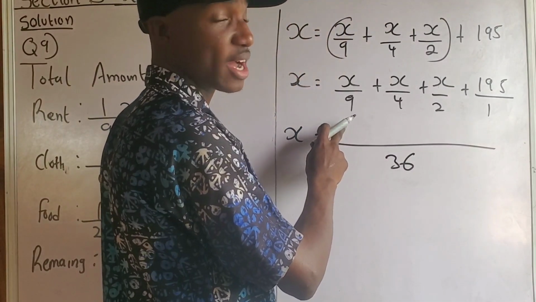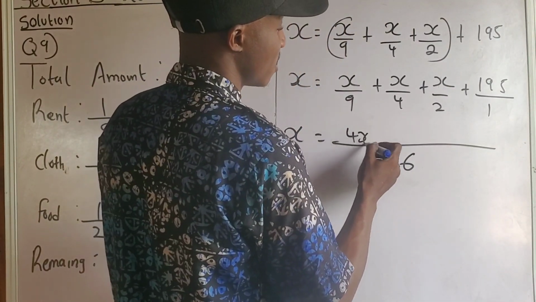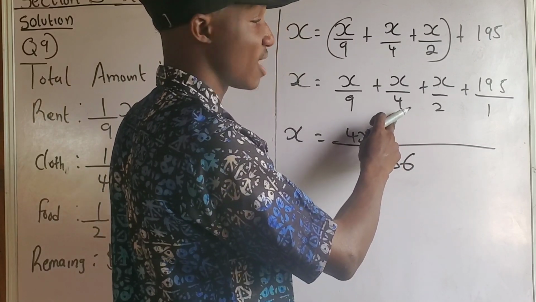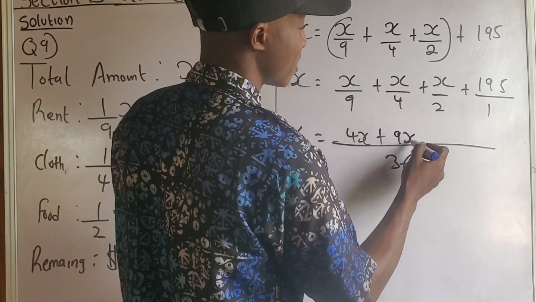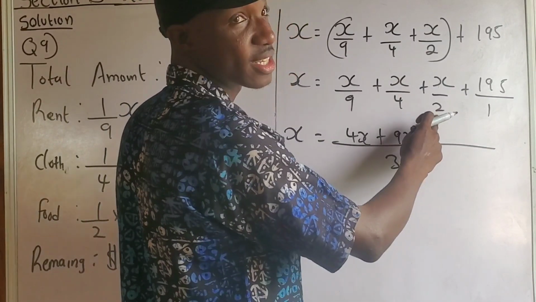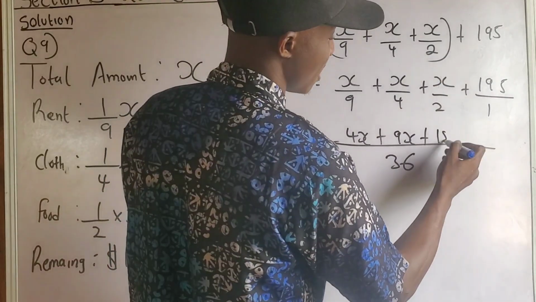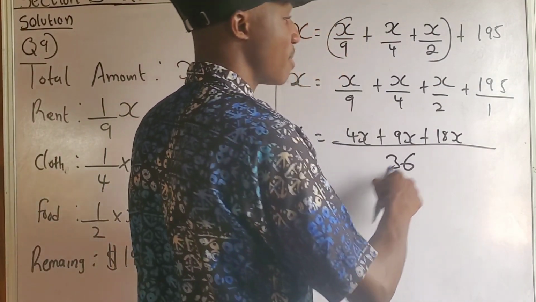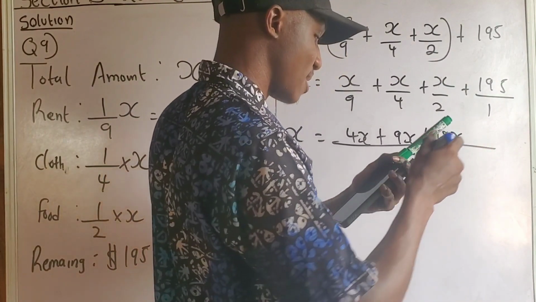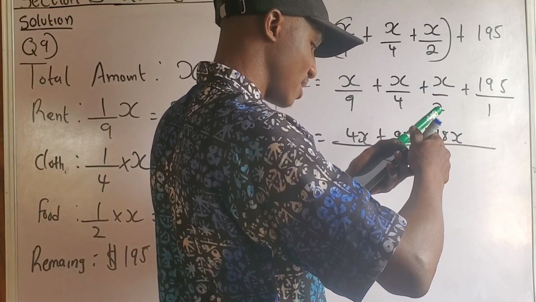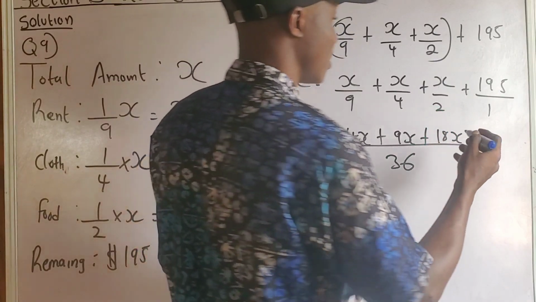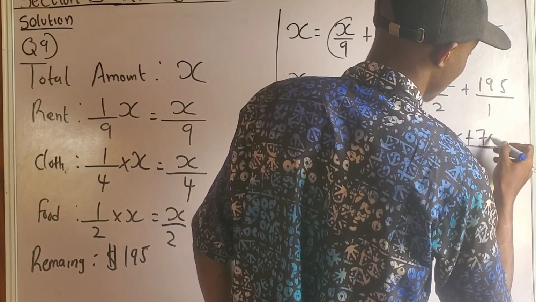36 divided by 9 is 4, right? 4 times X, that is 4X, plus 36 divided by 4, that is 9, 9 times 2 plus 9X, plus 36 divided by 2, that is 18, 18 times X, that is 18X, okay? Then 36 divided by 1, that is 36. 36 times 195, that is 7,020.